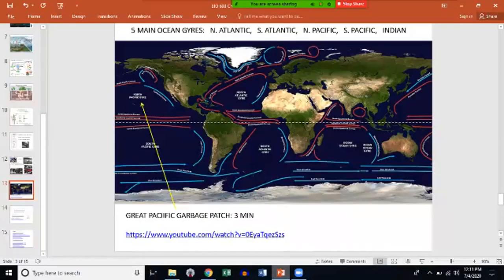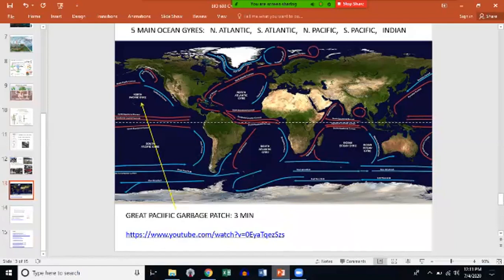Suspended in the water column, all right, and floating around in the middle of the North Pacific Ocean. And that's how it's known, the Great Pacific Garbage Patch. And it's a phenomenon of our contemporary society, because what's floating there is mostly plastics of all different kinds and shapes that are taking a long time to break down.